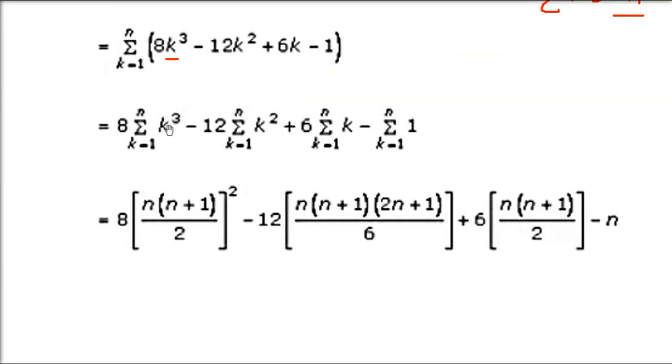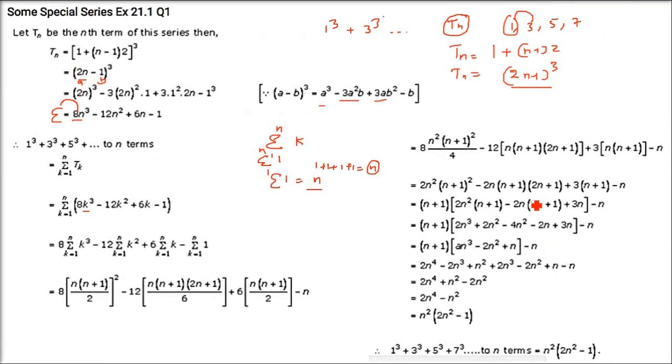So we have already used and know these formulas. Sigma k cube is n into n plus 1 by 2 whole square. Sigma k square is n into n plus 1 into 2n plus 1 by 6. Then we have sigma k, n into n plus 1 by 2. And then sigma 1, which I told you, will always be n. So we replace all these terms. This is the only thing which we have to do.